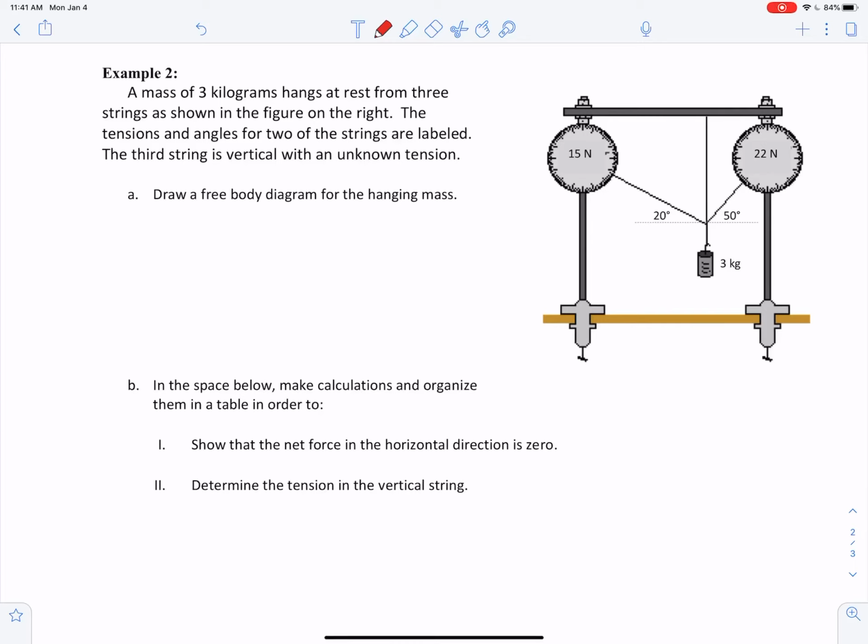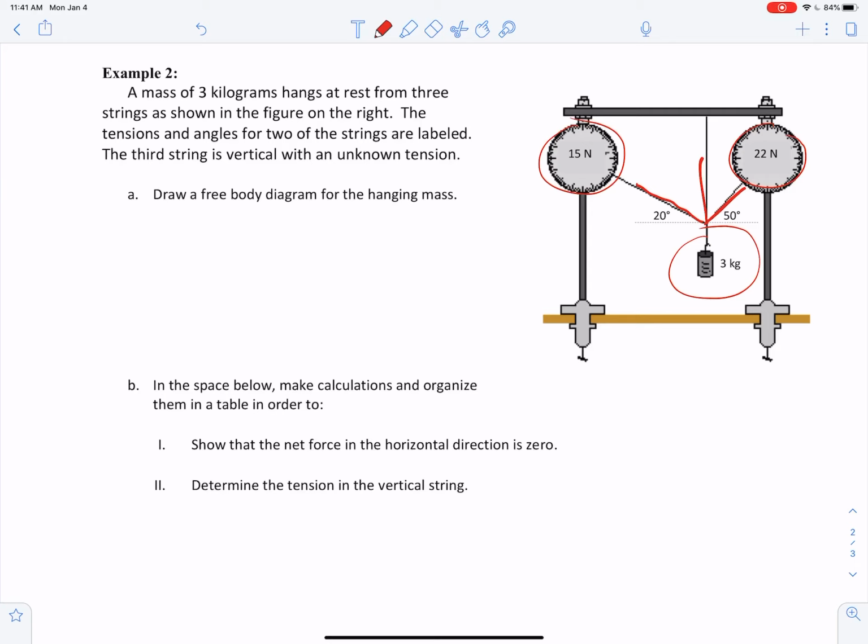Let's take a look at another example of static equilibrium. A mass of 3 kilograms hangs at rest from 3 strings as shown in the figure on the right. The first string is here, the second string is here, the third string is here. The tensions and angles for 2 of the strings are labeled on these spring scales. The third string is vertical with an unknown tension.